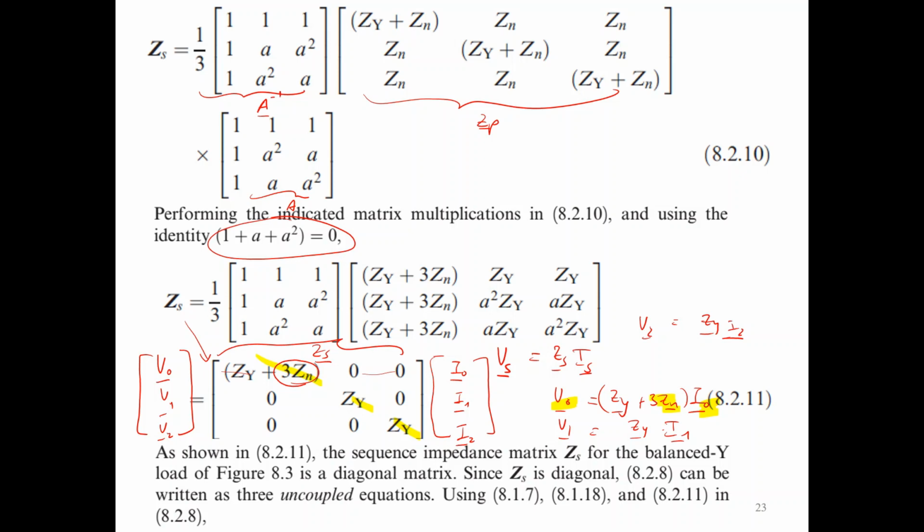All right. So you can see that this is a very nice calculation. The CS, or the sequence impedance, is diagonal, and it can be written as uncoupled equations. This is important. Uncoupled equations mean that each of these sequences, zero sequence, positive sequence, and so on, as we will see later, can be written in different networks.